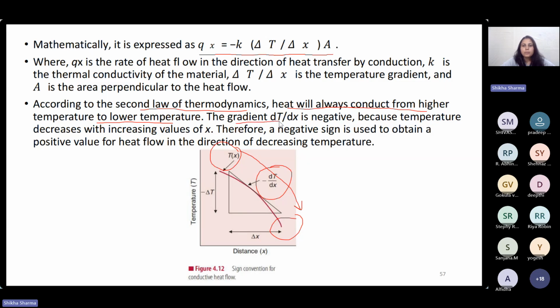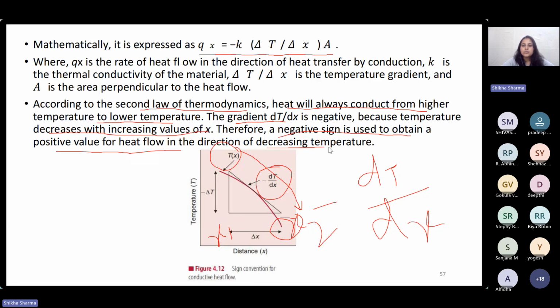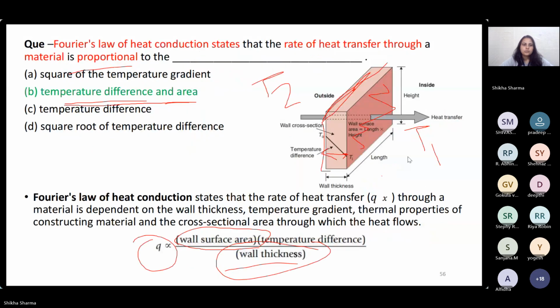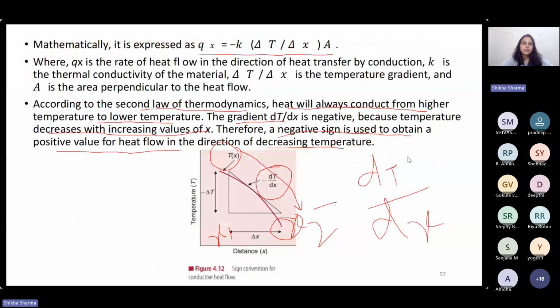But if we talk about the distance, x2 is greater than x1. So if we take the gradient dT by dx, it will be negative, because the temperature decreases with increasing value of x. Therefore, a negative sign is used to obtain a positive value for heat flow in the direction of decreasing temperature. So this is Fourier's law of heat conduction.